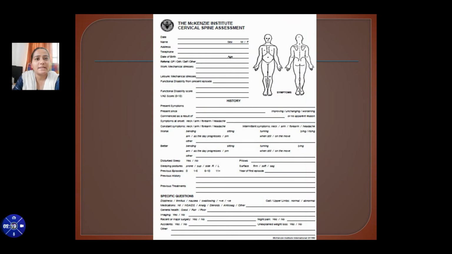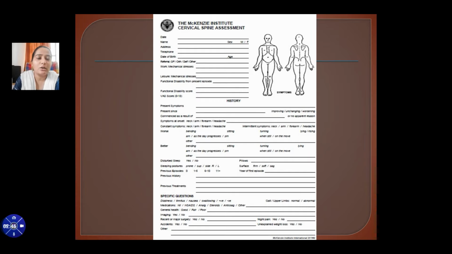We can see this form. It is given by the McKenzie Institute, the Cervical Spine Assessment. First we have to mark the date, then write the gender and the name of the patient, then the address and telephone number, then the date of birth and age, and whether the patient is referred from a GP, or self, or an orthopedician or other person. Then you have to mark that.